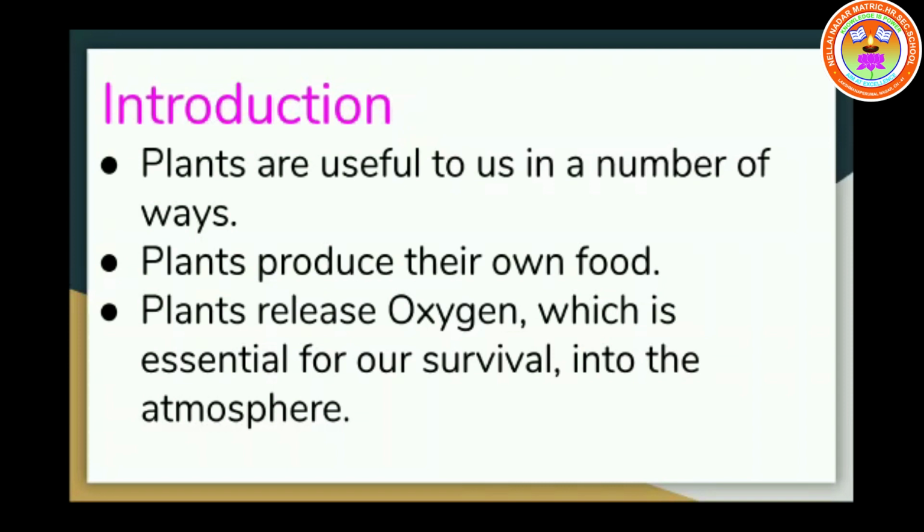Almost all parts of the plants are useful to us, like root, stem, leaves, flowers, vegetables, and fruits. As a natural resource, they are beautiful and pleasing to our eyes. They release oxygen, which is essential for our survival, into the atmosphere. Some plants grow in our surroundings naturally, and some are grown by us. We need to know about plants which are useful to us in many ways.